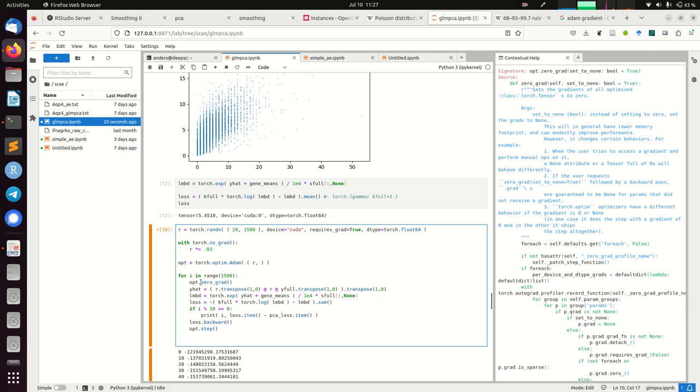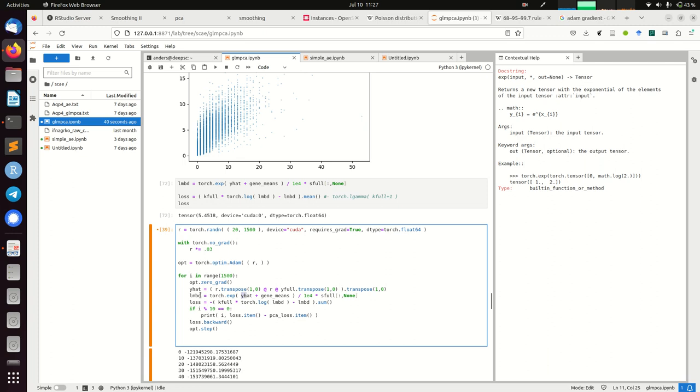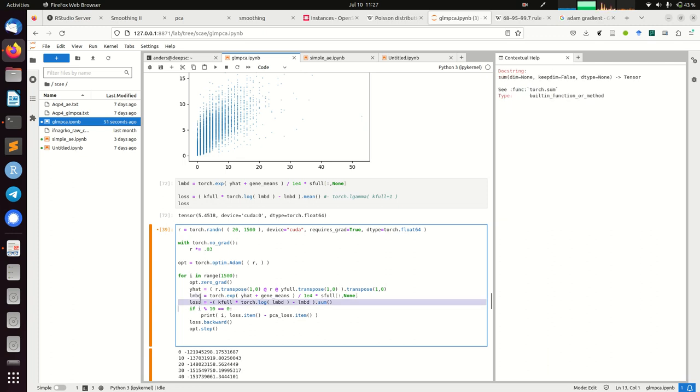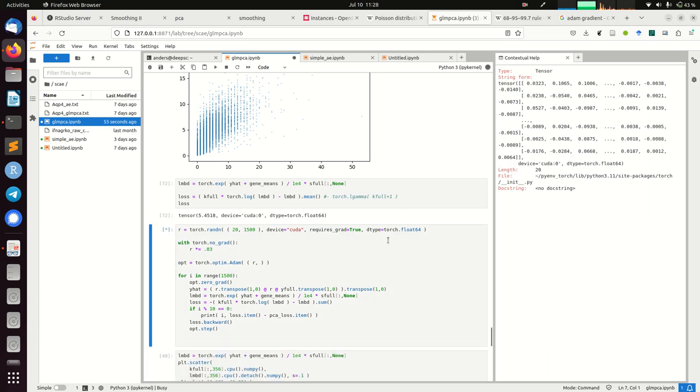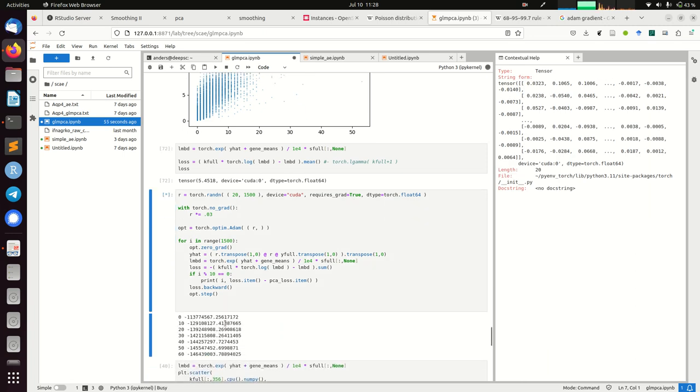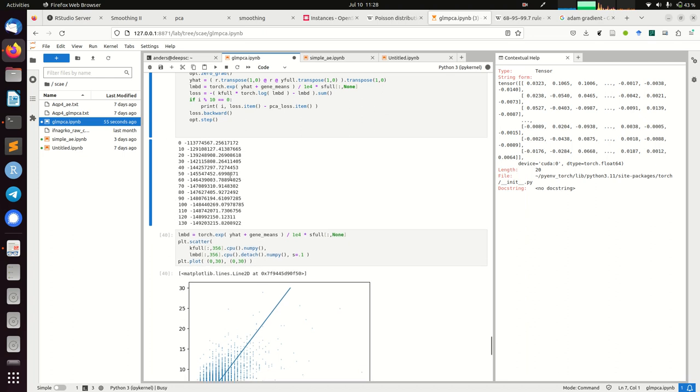And now my optimization loop is as before with zero gradient. We calculate y hat by taking y full, putting it into R and back. And now we try to find an R such that we get a good result, by telling R to take these things and calculate lambda from that, and from lambda the Poisson loss. If I now run this, then I see how I get down and down and down with the Poisson loss.